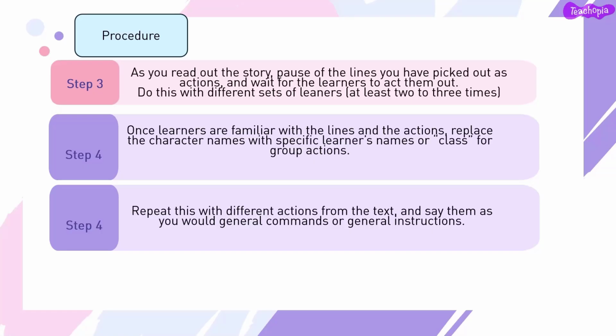As you read out the story, pause for lines you have picked out as actions and wait for learners to act them out. Do this with different sets of learners at least 2 to 3 times. Once learners are familiar with the lines and the actions, replace the character names with specific learners' names or class for group actions. Repeat this with different actions from the text and say them as you would give them general commands or instructions in the classroom.